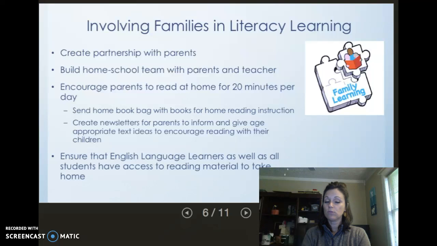For English language learners or non-English speaking families, I will ensure that I give suggestions for text in their language, as well as communicate with the newsletter and verbally to ensure that the teacher-parent relationship is formed.